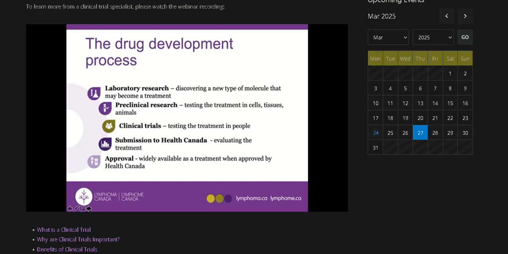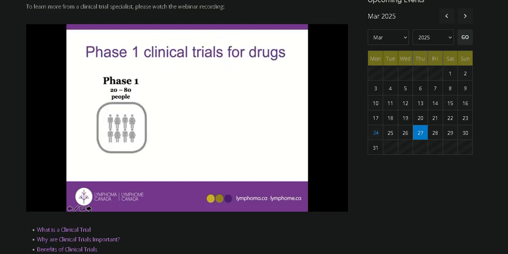So just to keep in mind, there's lots of steps, there's lots of years behind this really simple diagram, but the main takeaway is, again, generally before something goes into people, there's been a lot of data and a lot of research done about that specific treatment. Okay, so now we'll look at the different phases of clinical trials for drugs.